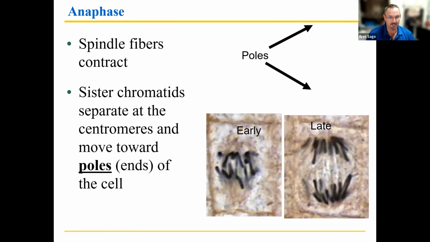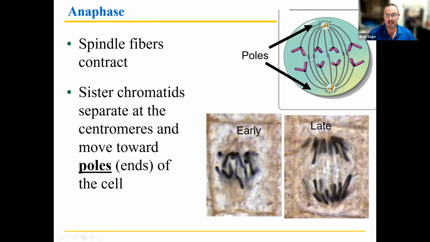The sister chromatids separate at the centromeres and move towards the poles, which are the ends, kind of like our planet, North Pole and South Pole, equator in the middle. So notice that the diagram here looks a lot more similar to the actual microscope images, but you can see one sister chromatid is going up, the other sister is going down. So by the time they organize down here, there'll be a full set below and a full set above.